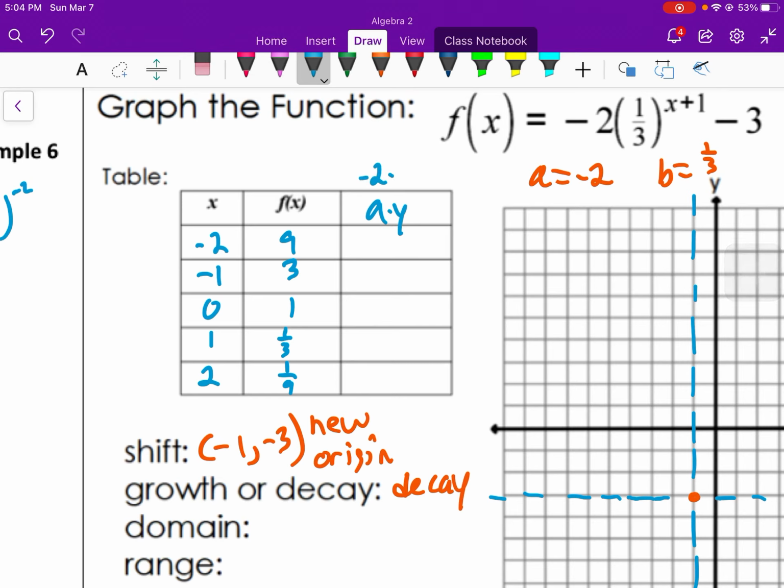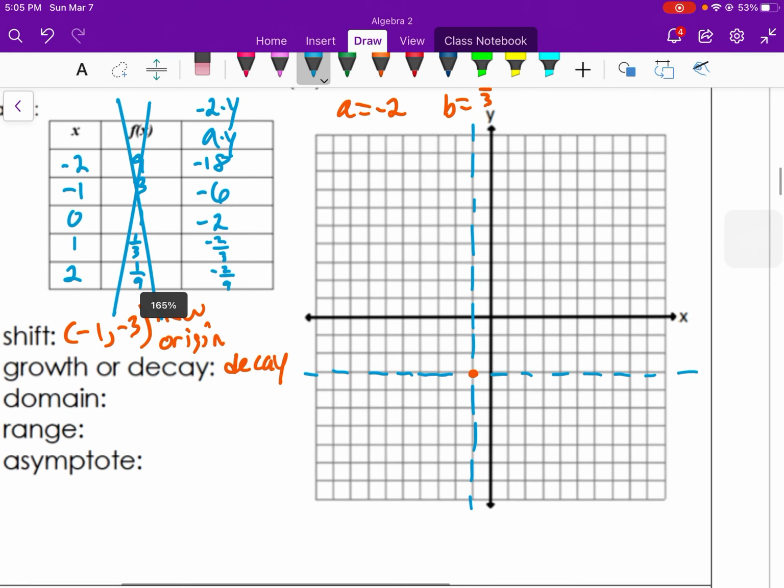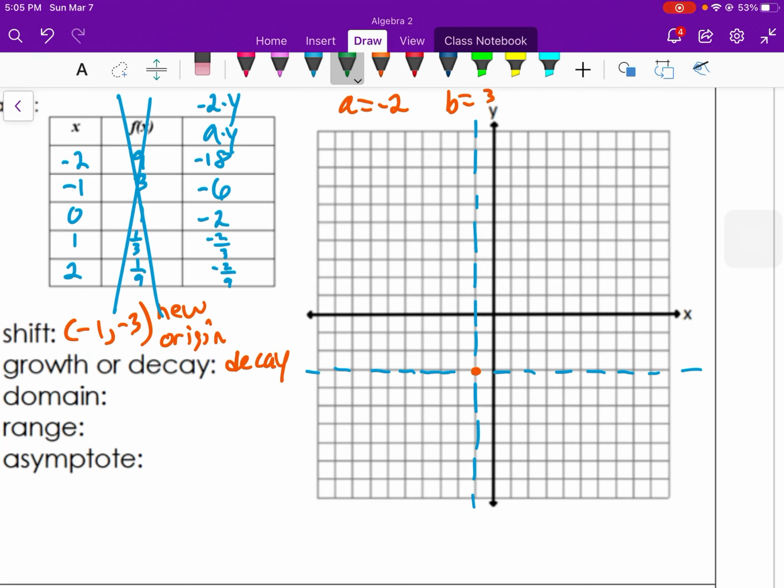What will change now is my new outputs, because the factor is different. It's a -2, so it'll be a reflection. These values will now become negative. So -18, I'm multiplying -2 by my f of x column. Y is f of x. -6, -2 times 1 is -2, -2/3, and then -2/9. We can get rid of this, and now we can plot our new ordered pairs.